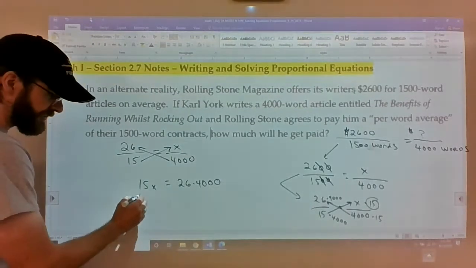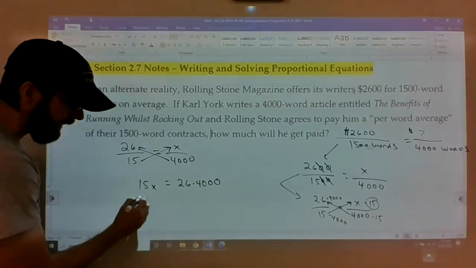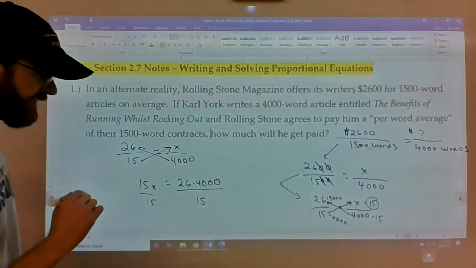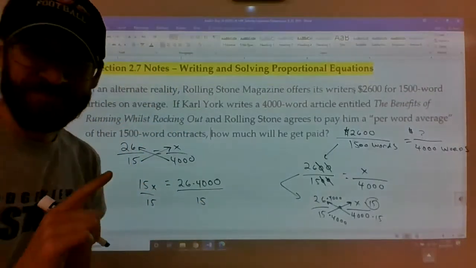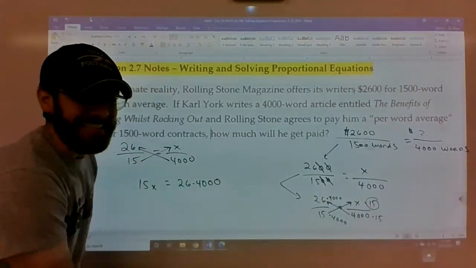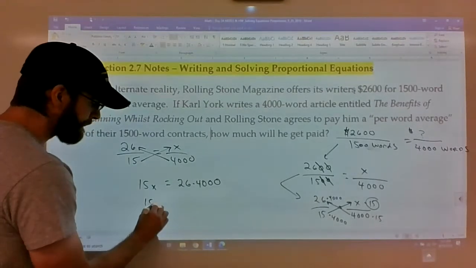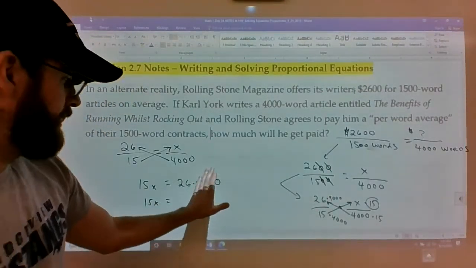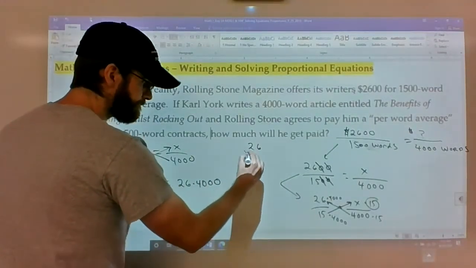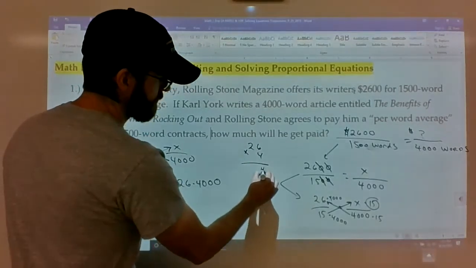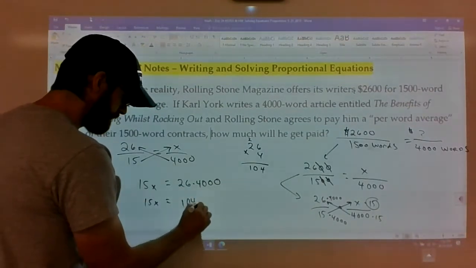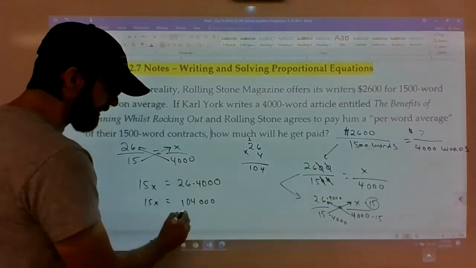Okay, so now we can solve this. You know what? I'm just going to divide by 15 right here, and think of it like this. No. Hold on. I don't want to overcomplicate things. So 15x is equal to, here's what I'm going to do, I'm going to take 26 times 4 and then add 3 zeros. So it should be 104. That confirms it. So it's 104,000. And I'm dividing that by 15.